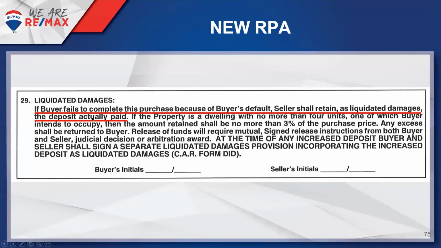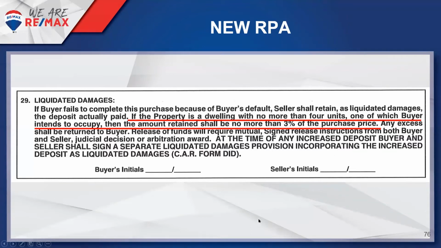If the buyer fails to complete the purchase contract because of the buyer's default, the seller shall retain as liquidated damages the deposit actually paid. However, only if the property is a dwelling with no more than 4 units, one of which the buyer intends to occupy, then the amount retained shall be no more than 3% of the purchase price.